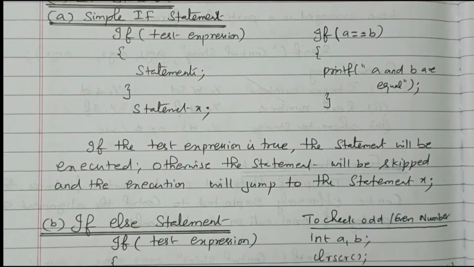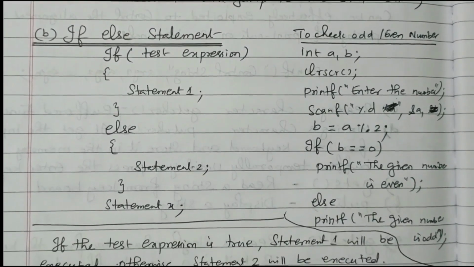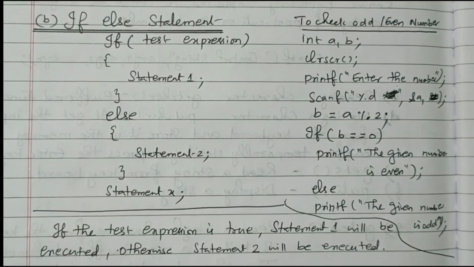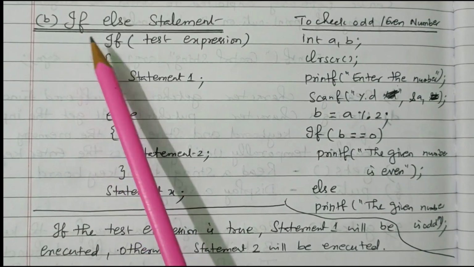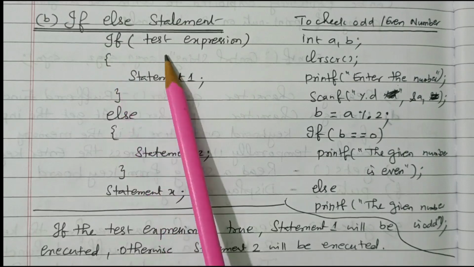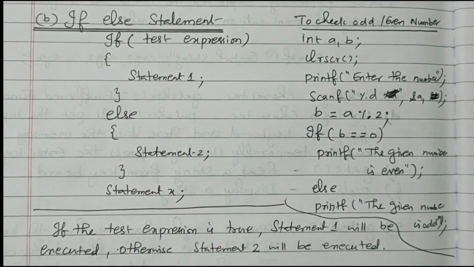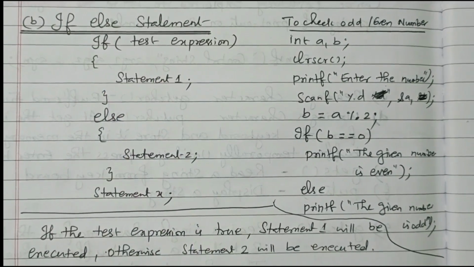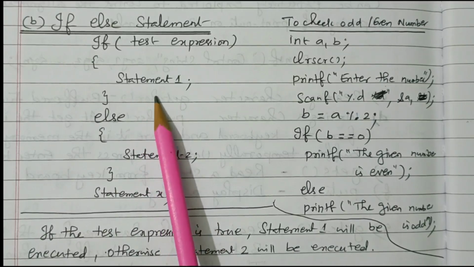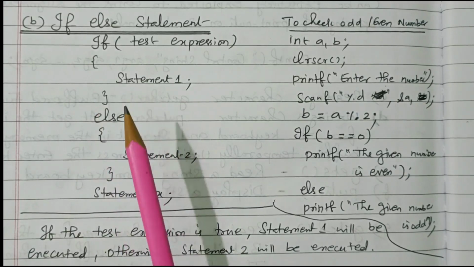Then we'll go to the if else statement. In the previous case the else part is not available. If the condition is false, what do we need to do? That is not available there, so that is available in the next type, the if else statement, right? What is the if else statement? If test condition, the test condition is given, and it will check the test condition. If the test condition is true, it will execute statement 1, that is the set of statements available between the opening and closing braces.